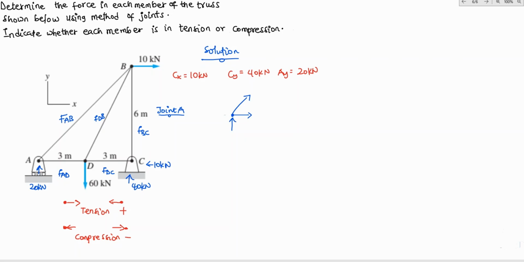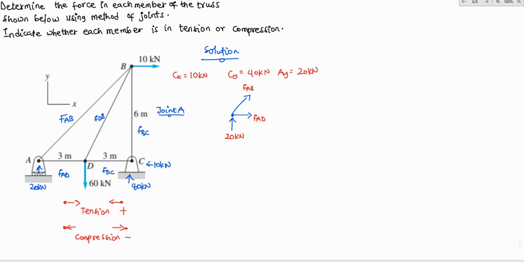Starting from joint A, you're going to have just two unknowns, which will be FAB and FAD. Since this is a system of concurrent forces, we are just going to use the two force equations for equilibrium. For this reason, you must make sure that you have at most two unknowns, because you are going to use just two equations. You have to take note of that. So we are going to have here the 20 kilonewton, then this is FAD, and this is FAB.